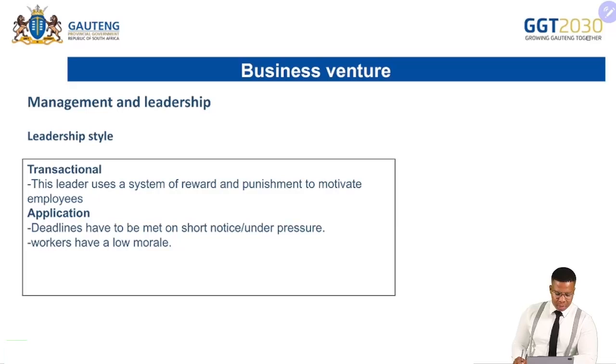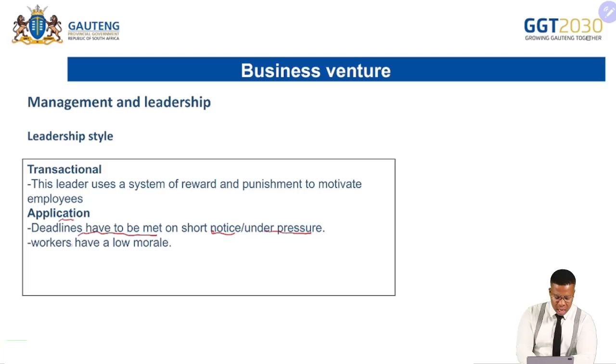The last leadership style is your transactional. This leader uses a system of reward and punishment to motivate employees. Basically, employees will be rewarded if they complete a task before others, and those who fail to complete the task can be punished. So that is your transactional. Application, when do we use it? This leadership style is applied when deadlines have to be met on short notice or when the business is under pressure.